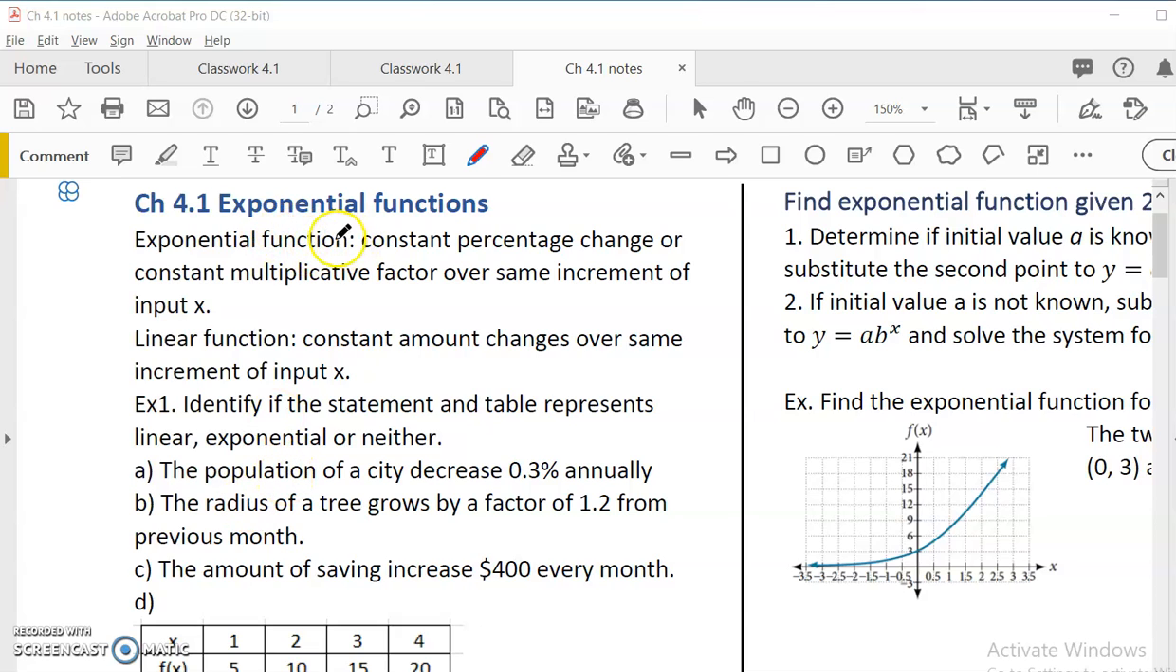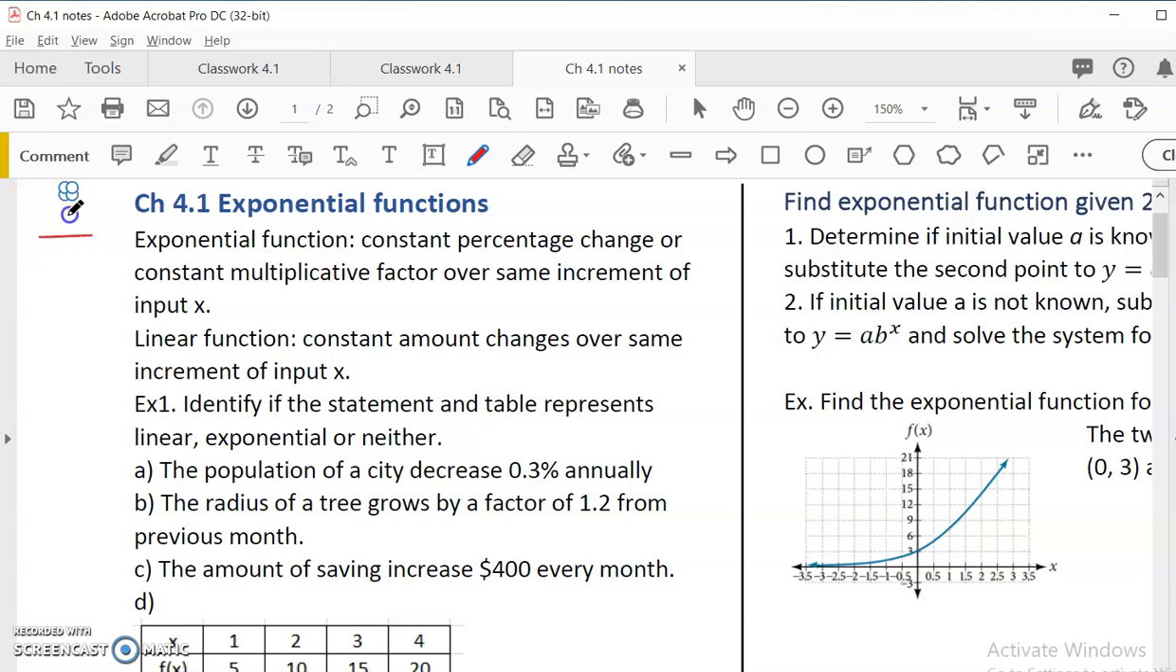Exponential functions can be used to model change of some value over time, or primarily over time; it can also depend on anything x. So the change occurs like this as compared to a linear function. A linear function models things that have a constant amount of change over the same increment of input x or the same time. So if your time increases in a constant way, you have the same amount of increase, the same rate of change, then it's a linear function.